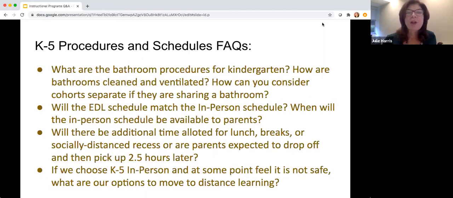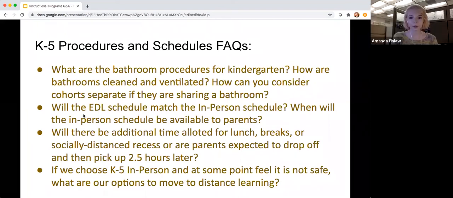So students at all grade levels will be using restrooms while on campus. The number of students allowed in the restroom at one time will be limited. Restrooms will be cleaned between AM and PM cohorts. Doors and windows will be open where practicable to provide air circulation.